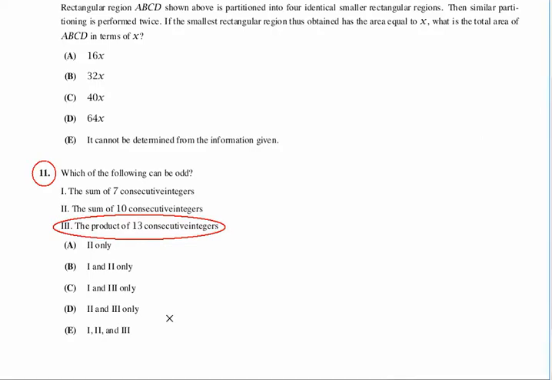The product of 13 consecutive integers can never be odd, and therefore we can immediately say, well, it's not answer choice C, it's not answer choice D, and it's not answer choice E, because all of those contain Roman numeral 3. Then we can look at Roman numeral 1, the sum. And then we look at the answer choices that we've got left.